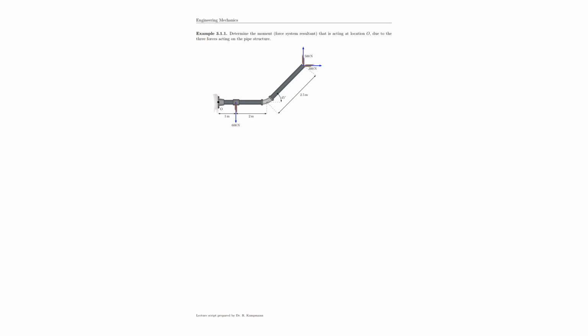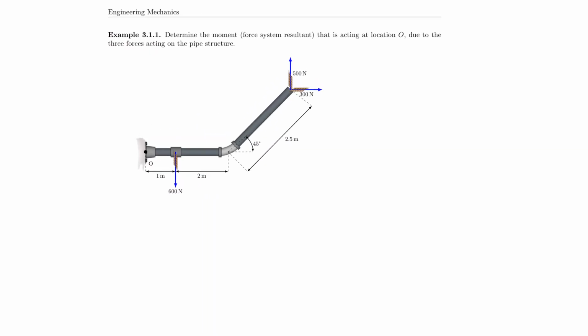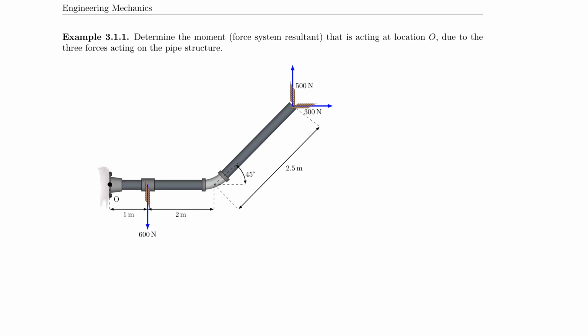So here we can see our very first moment problem as we would encounter it in real life. It's a pipe structure with three forces attached to it. And we now have to find the moment acting at point O. Let's read the problem statement.